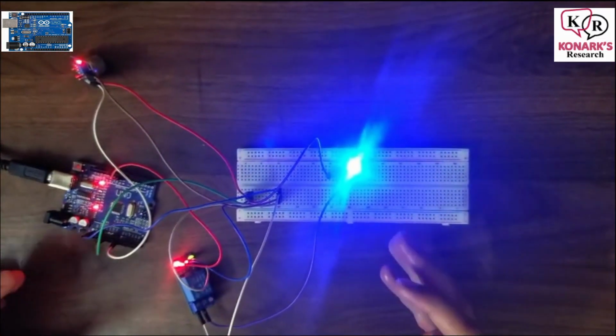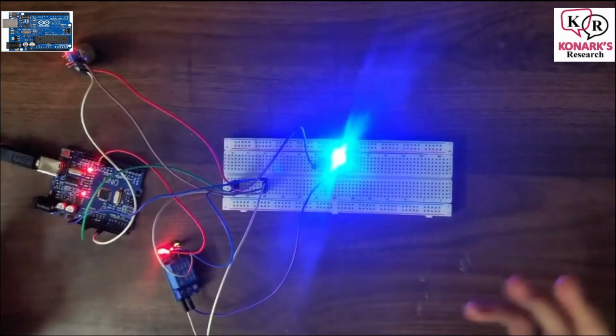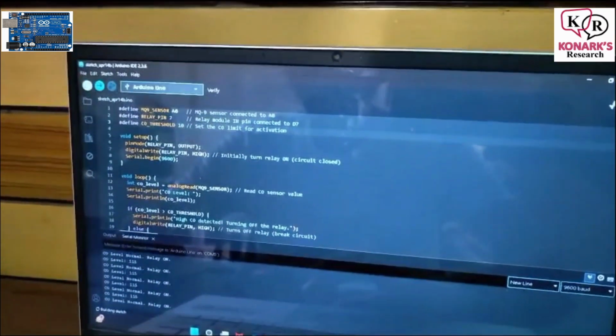This just shows that the heating circuit which would be connected to the relay module would be turned on in this scenario. However, if we change the threshold level in the code as of now, let's just see what happens.